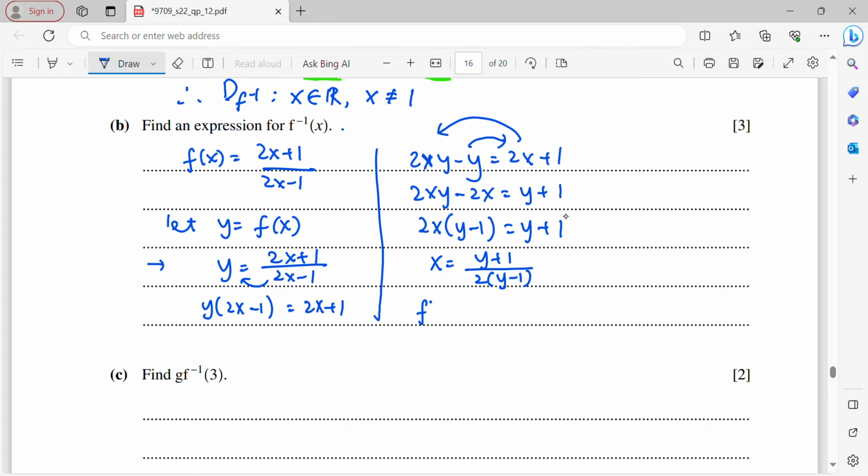So at last, your f inverse, just change the x to f inverse, change the y to the x. So I will get (x + 1) divided by 2 times (x - 1). So this is my solution.